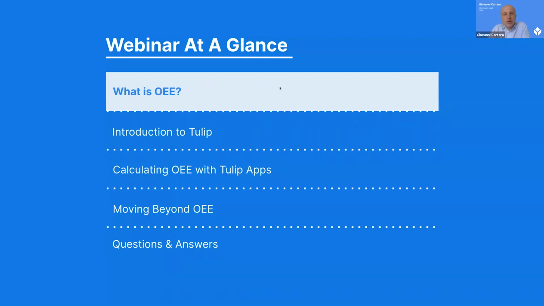So at a glance, this is what we'll be going over. We'll be getting started with what is OEE, the introduction to Tulip, like we mentioned, calculating OEE with Tulip apps. And here Grant will be doing a live demo. Then we'll be talking about moving beyond OEE with OPE. And then finally, we'll be opening up to Q&A.